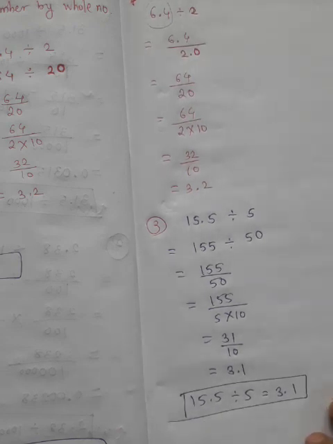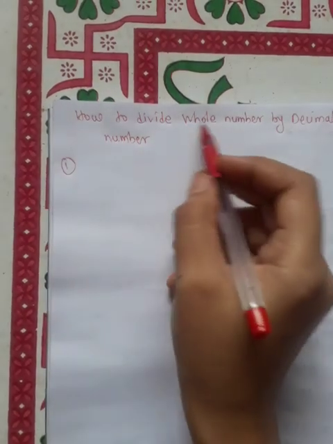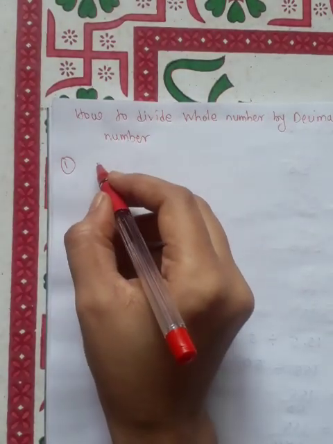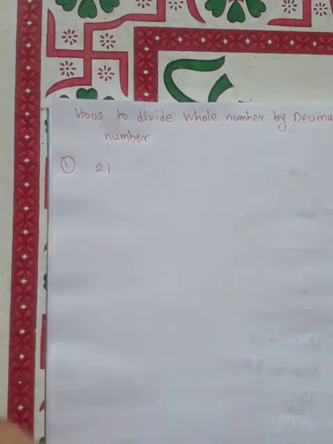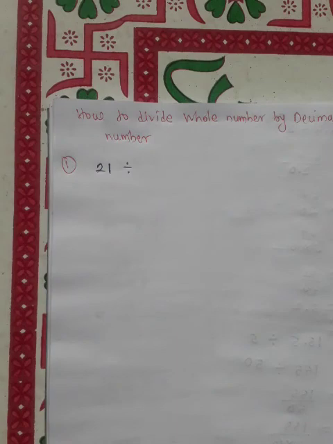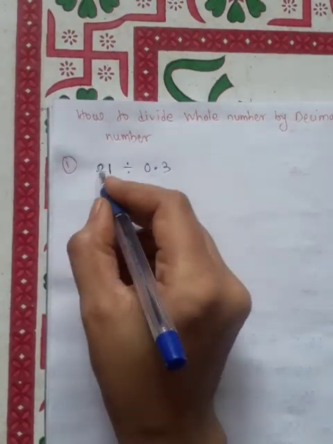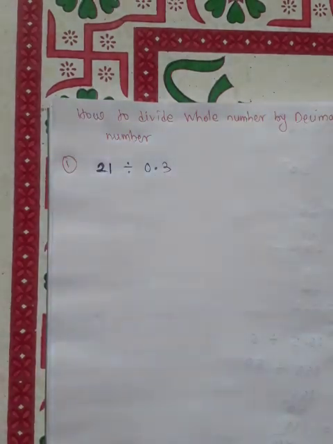Okay, so like this you can divide any decimal number by a whole number. Now, how to divide a whole number by a decimal number. See how to divide a whole number by a decimal number. I take the whole number as 21. So 21 divided by, I take the decimal number as 0.3.